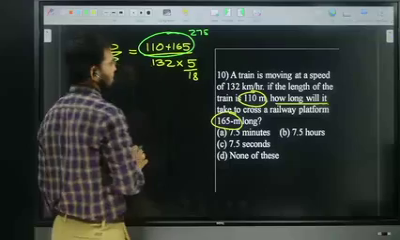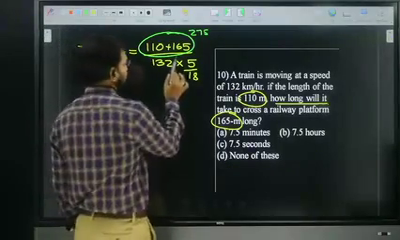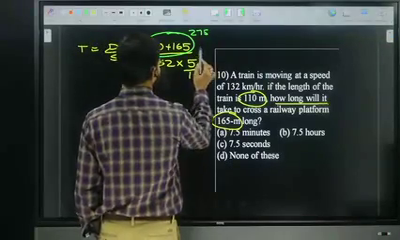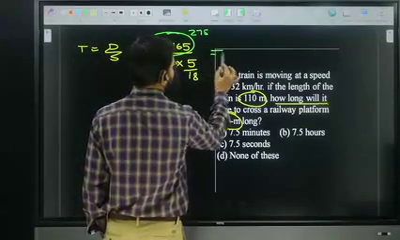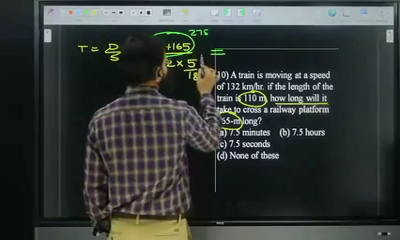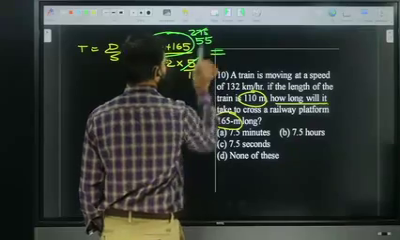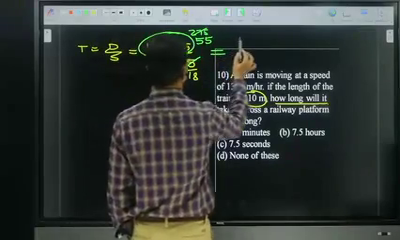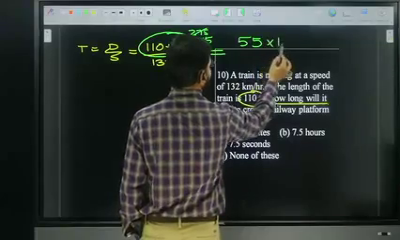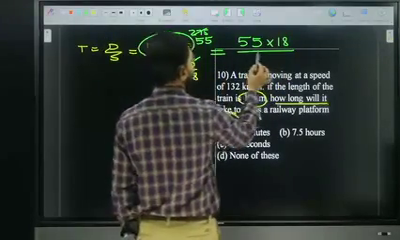132 5s is how much, amma? Or simply cancel. Okay, amma, simply cancel. 5 ones are 5, 5 5s are... Okay, amma. So 55 into 18 comes to the numerator. 18 by 132.